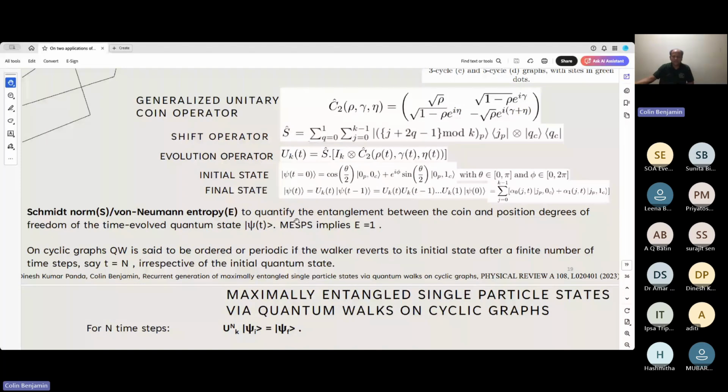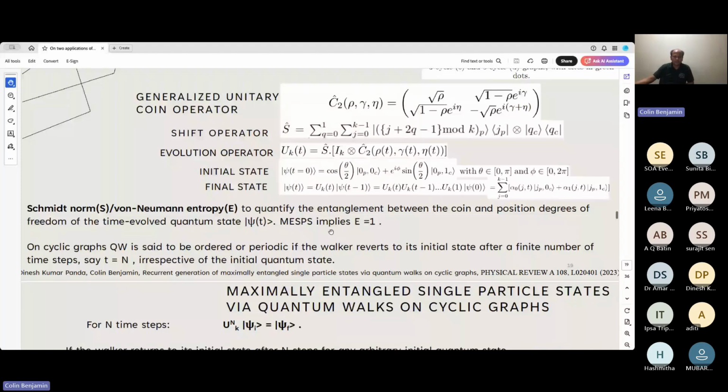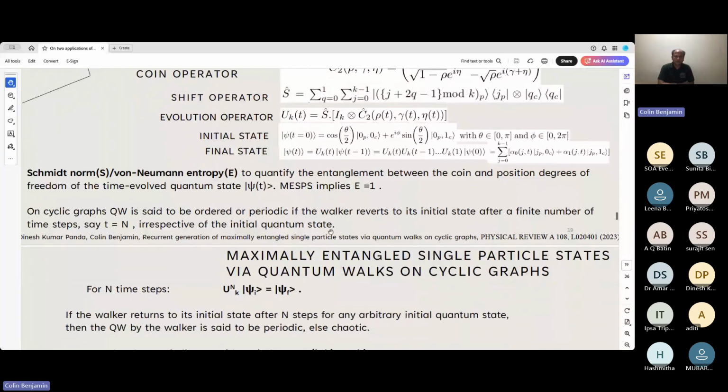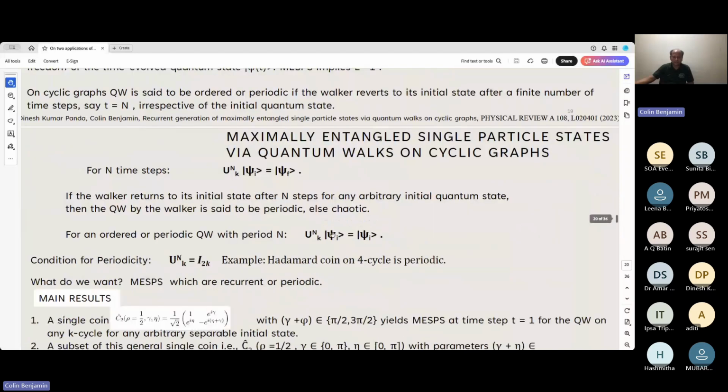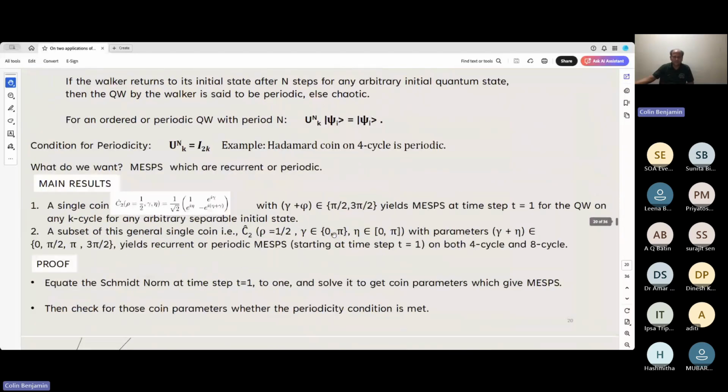of our state, and we calculate the entanglement between the coin and position degrees of freedom. If it's a maximally entangled state, it would mean that the von Neumann entropy is 1, or the Schmidt norm is 1.4, which is basically square root of 2. Now, as I said, on cyclic graphs, quantum walk is ordered or periodic if the walker returns to its initial state, and we take advantage of that, and we generate what are called recurrent maximally entangled single particle states. And we show it here.